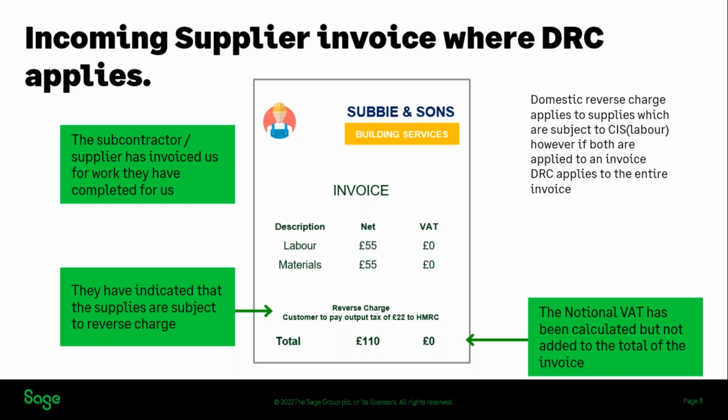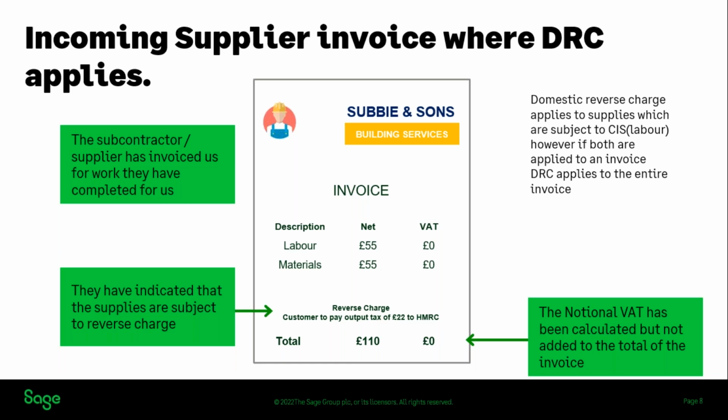What I also need to see on that same invoice is that the VAT has been calculated, which it has, but it hasn't been added to the total of the invoice. So there shouldn't be any VAT added to that total. Now, if I do receive an invoice from a subcontractor that I believe to be under domestic reverse charge, and they send me a normal invoice applying VAT, then we do need to reject that and ask them to issue the invoice correctly.